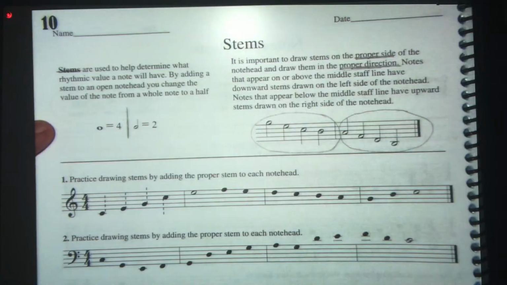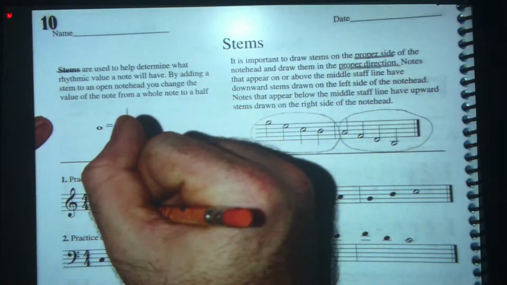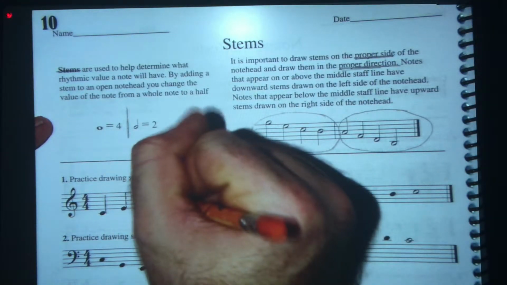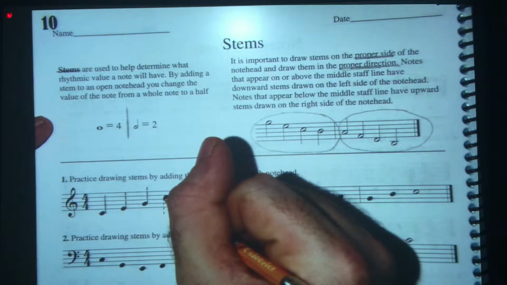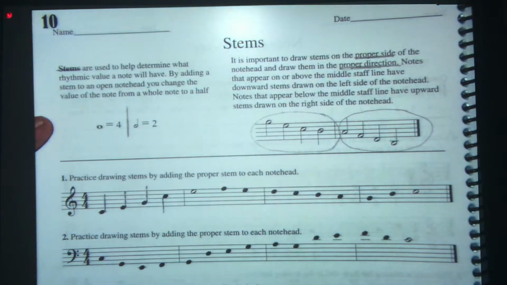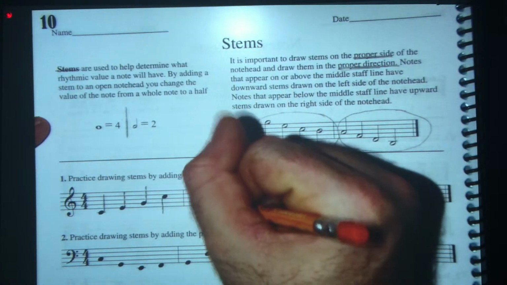Number 1, practice drawing stems by adding the proper stem to each note head. First one, piece of cake. We know they go up because it's below the second space. This one happens to be above, on or above the third line, so it's going to go down. So I'm going to recommend this. This will make this easy for you. Every one of these has a stem.